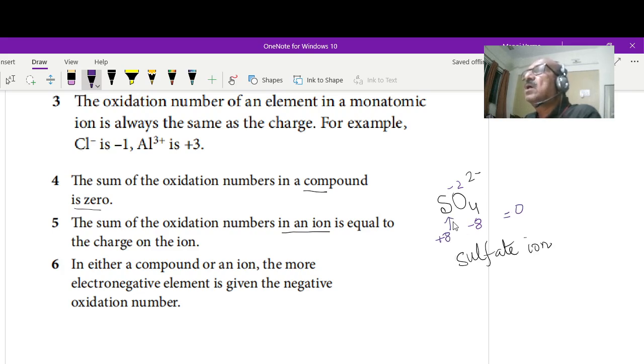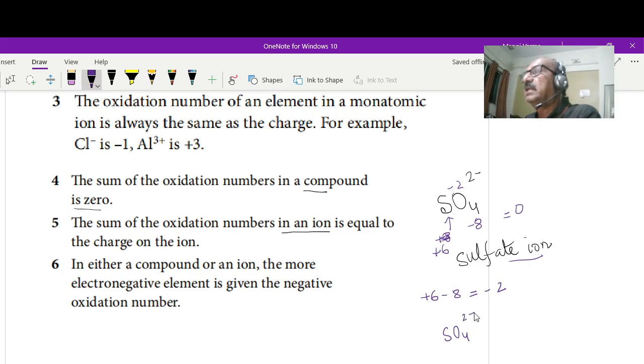Why? Because this is an ion, sulfate ion, right? So it is SO4 with a 2 minus. So now the sum should be equal to 2 minus. That means the oxidation number for sulfur should be +6. Now as you see, +6 and then -8 is equal to -2, which is the charge on the sulfate ion.